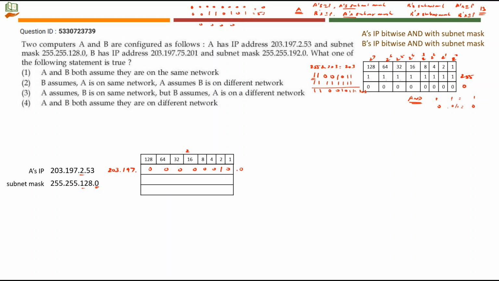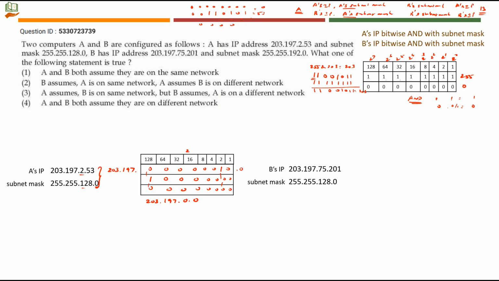And what about for 128? Only this bit will be 1. The remaining bits are 0 for 128. Now just do AND operation here. Everything will be 0 because 1 and 0 is going to give 0 here. 0 and 1 is going to give 0 here. The rest of the places are 0. When you get zeros everywhere, this is equal to 0. So the value of AND operation between A's IP and subnet mask will be 203.197.0. The final value is also 0 because when you do AND with 0, you will get 0 ultimately.